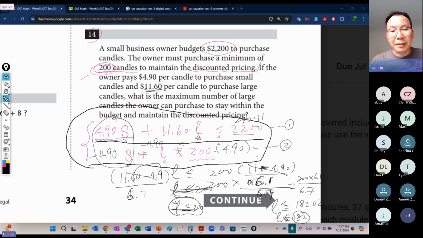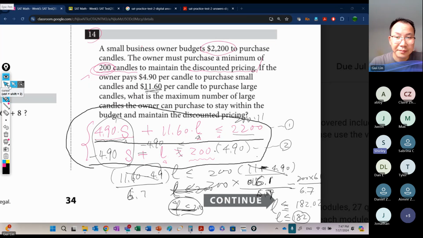All right, so the maximum number of large candles you can buy is 182. But I need to check somewhere else. Anyone else have answers? Anyone's answer different from mine? Or maybe you have the correct one, maybe I made a mistake here. Or correct me. All right.